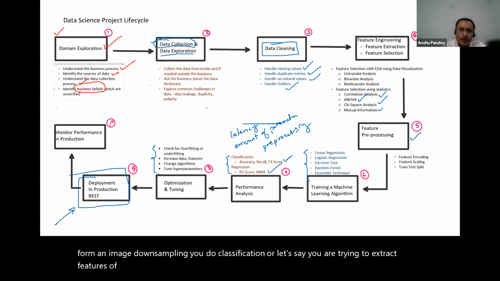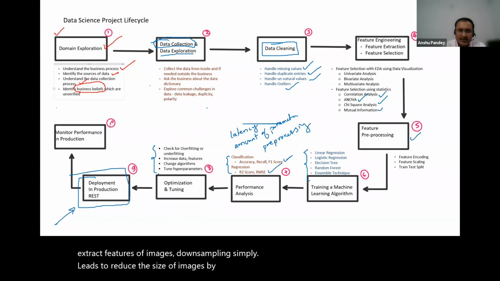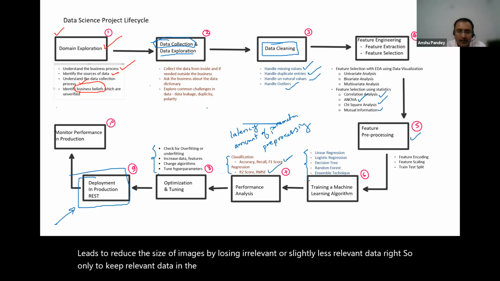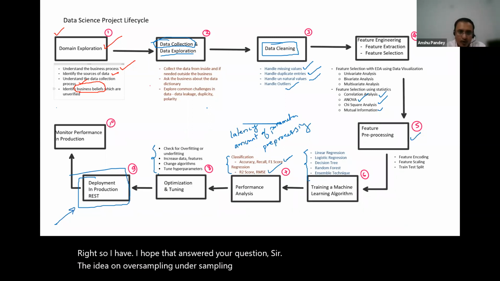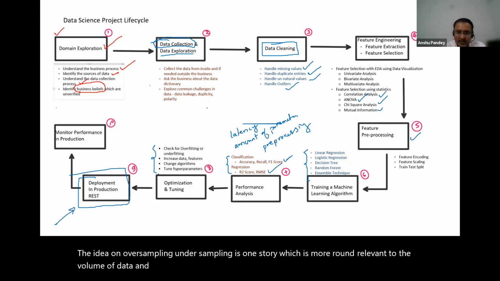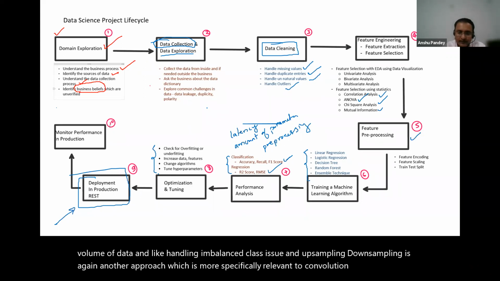Downsampling simply reduces the size of images by losing irrelevant or less relevant data, so that only relevant data in the images is kept. So that's another context, right? I hope that answers your question, sir. Oversampling and undersampling is one story, relevant to the volume of data and handling the imbalanced class issue, and upsampling and downsampling is another approach, more specifically relevant to convolutional neural networks. Are we good?